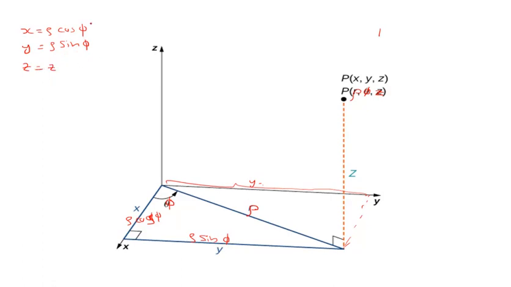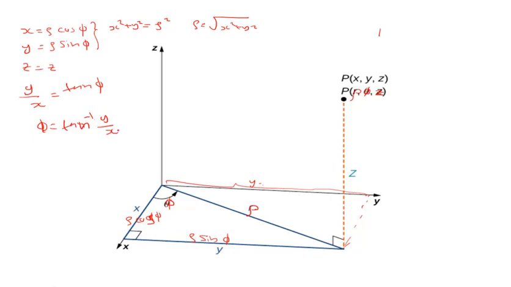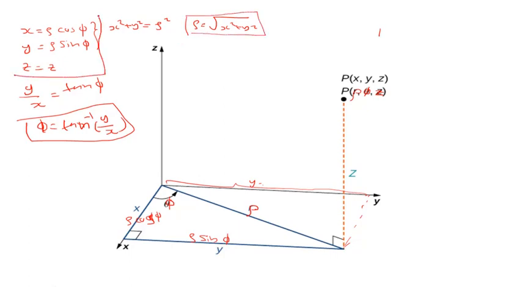Okay, now if you square and add these two equations, then x square plus y square is equal to rho square, so rho is equal to root of x square plus y square. And if you divide equation 2 by equation 1, you get y by x is equal to tan phi, or phi is equal to arc tan y by x, or tan inverse y by x. So these are the transformation equations, rho and phi in terms of x and y, and z is equal to z, the third transformation.